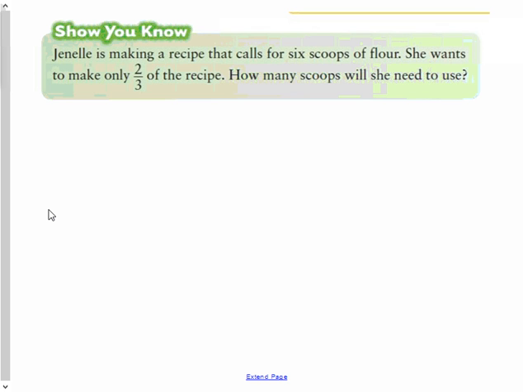Okay, your last question is your story problem or your context for multiplying fractions by whole numbers. And it says Janelle is making a recipe that calls for 6 scoops of flour. Now, of course, for a lot of people, that wording makes it difficult because it's actually not written as the number 6. So some people have a difficult time seeing that as being the number 6, but of course it is. And she wants to only make 2/3 of the recipe. 2/3 of the recipe that calls for 6 cups of flour. How many scoops will she need?